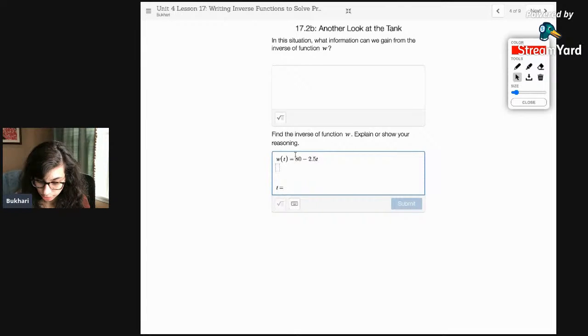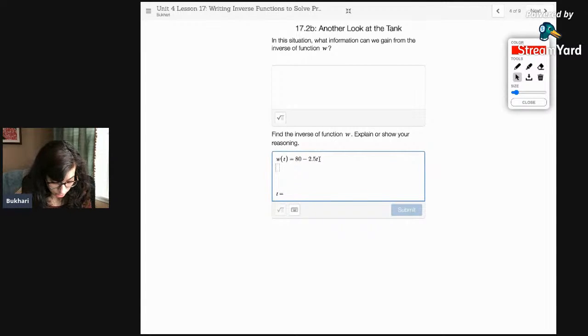If I want to isolate t by itself, I need to get rid of this 80 first. And so I'm going to subtract 80 on both sides of my equation. This is going to give me W(t) minus 80 is equal to negative 2.5t, right?